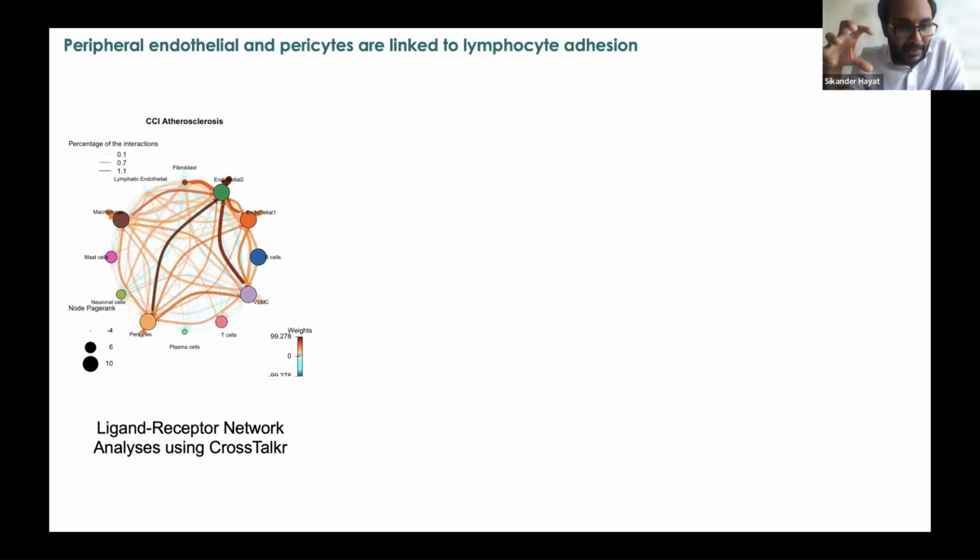Then to make things more complicated, we want to look into the crosstalk or the interaction between different cell types. On the left-hand side, we are showing you the rough summary of the ligand receptor interactions we found between different cell types using a tool called Crosstalker. Here you see that we could find some interactions between endothelial 2 in pericytes, VSMCs, and endothelial cells, and multiple immune cells and our endothelial populations.